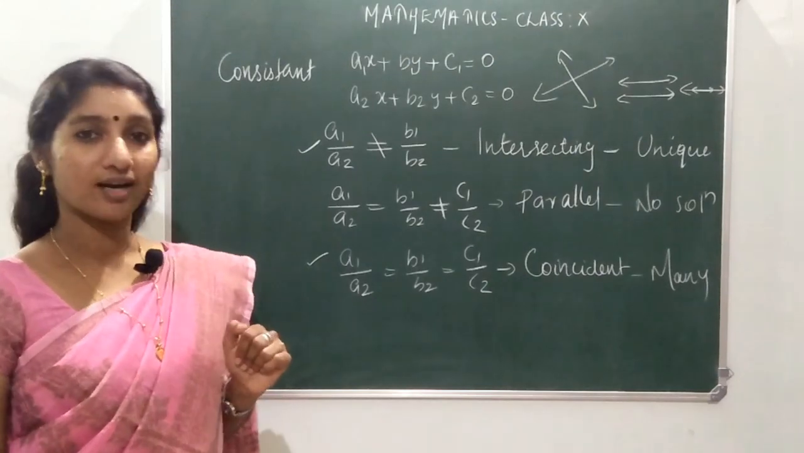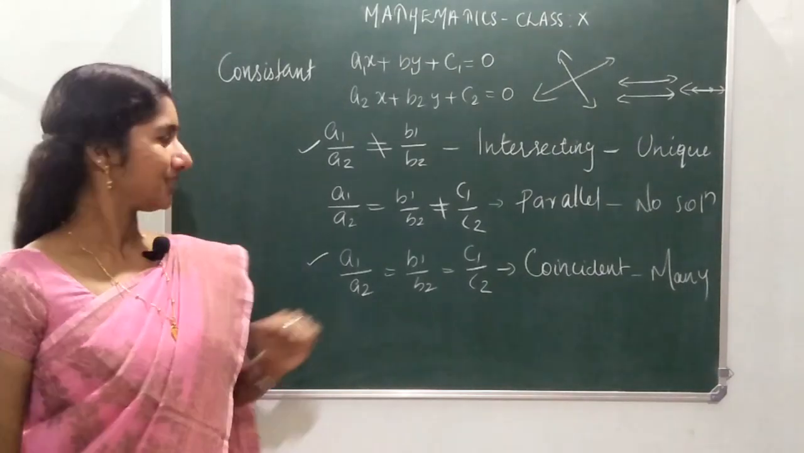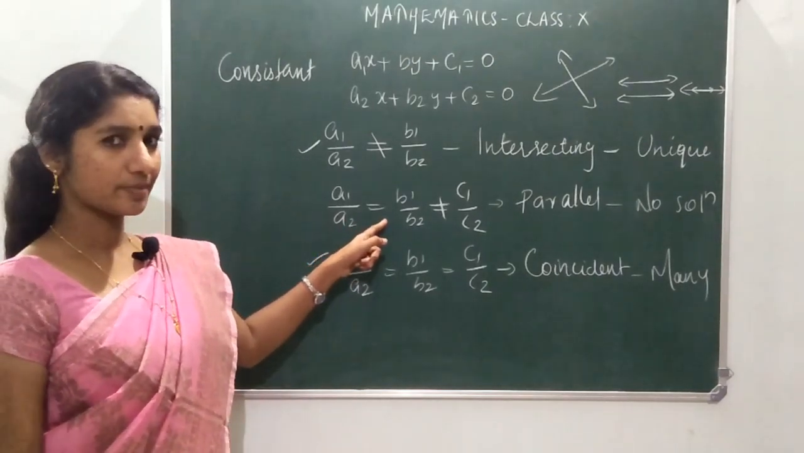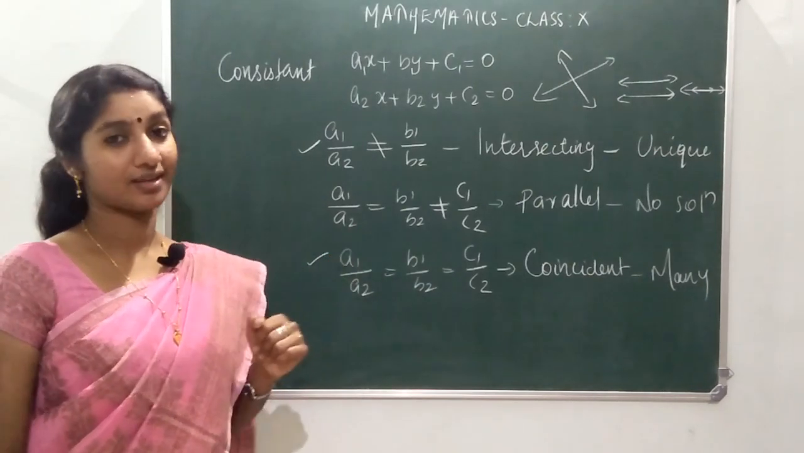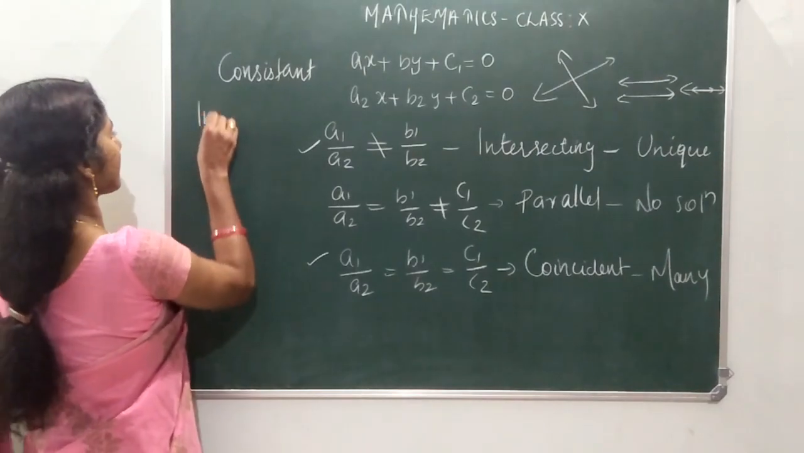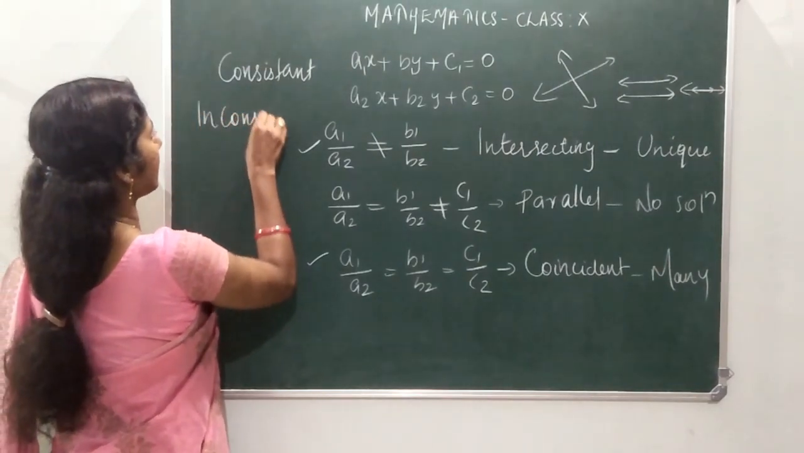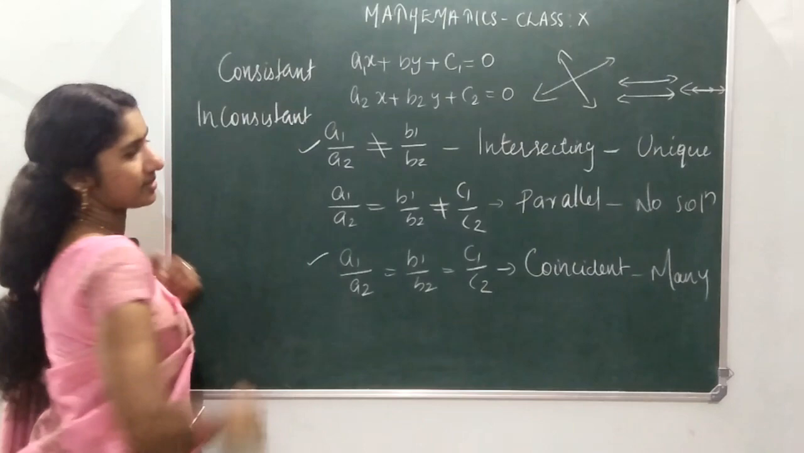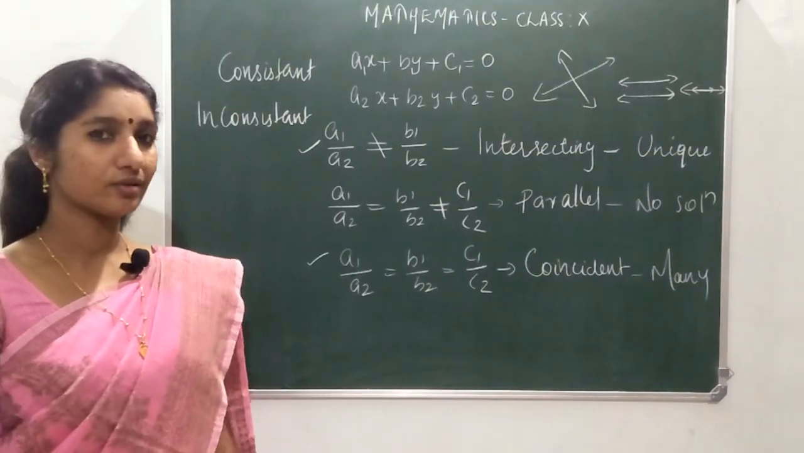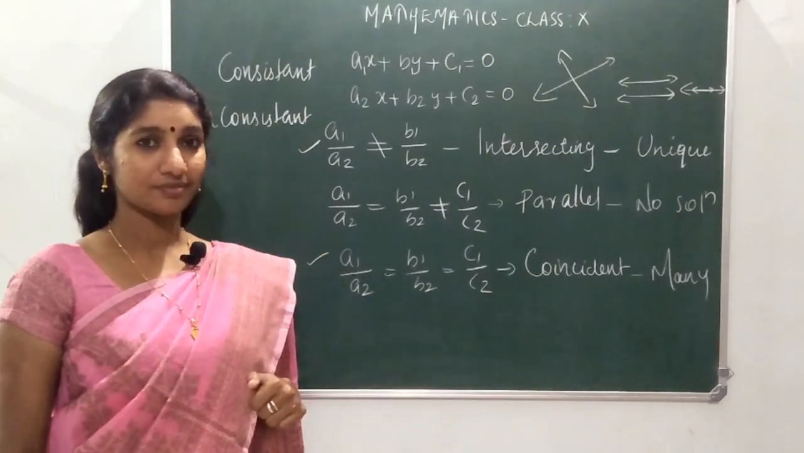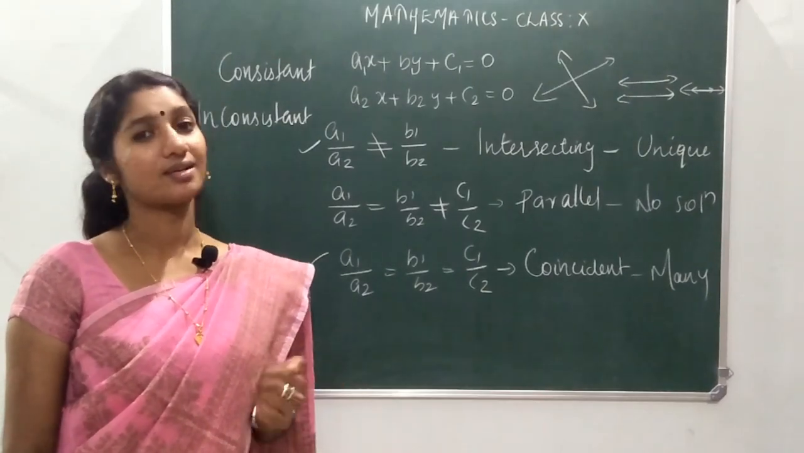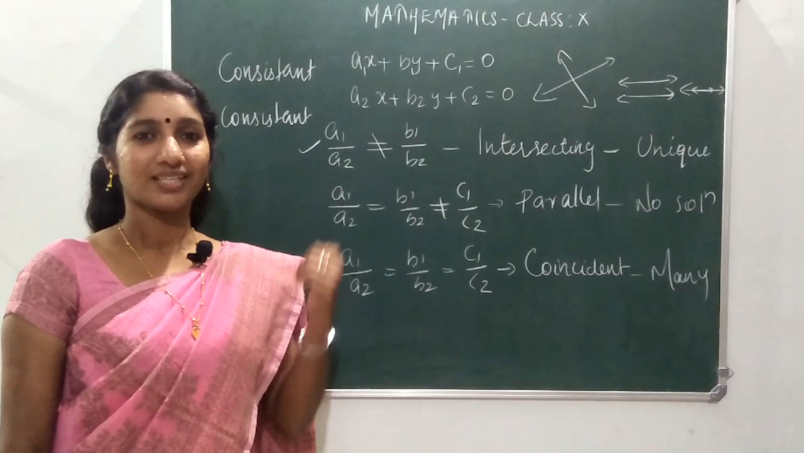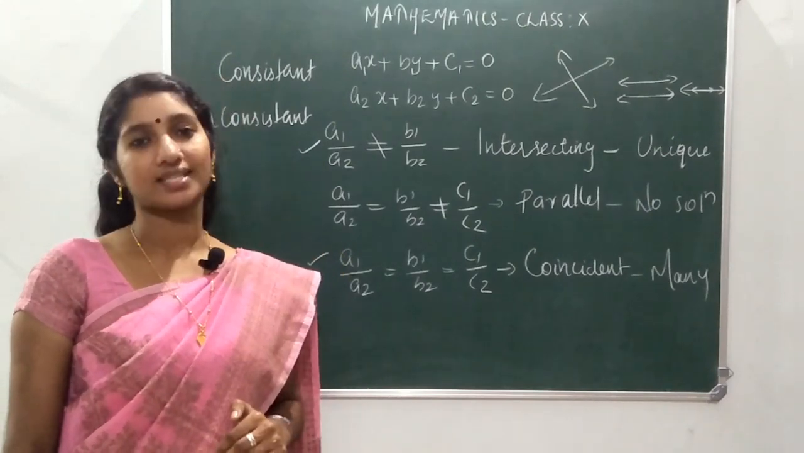The equations are consistent. In the second case, a parallel case, there is no solution. That time we will call them inconsistent. Why are we calling them inconsistent? Because they don't have a solution. That's why it is called inconsistent. If they have a solution, we will call it consistent.